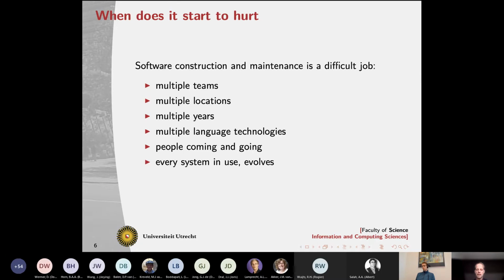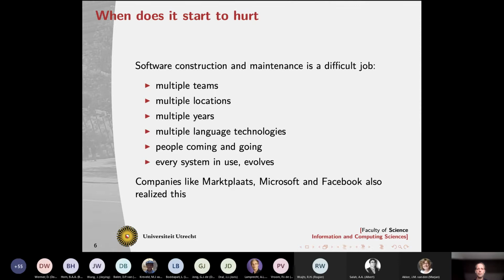And if you have a system that is actually in use, it has to adapt to the world around it. So it will always be evolving and changing. And types are, in fact, a very good way to keep at least some kind of confidence that if you make a change, then at least the types, when you compile it, are known to be correct. There are also companies who have realized this. Marktplaats, for example, moved from PHP to Scala. Microsoft moved from JavaScript to TypeScript, or developed TypeScript as an answer to the problems they had with JavaScript. And Facebook did something similar, where they took PHP and transformed it into Hack.